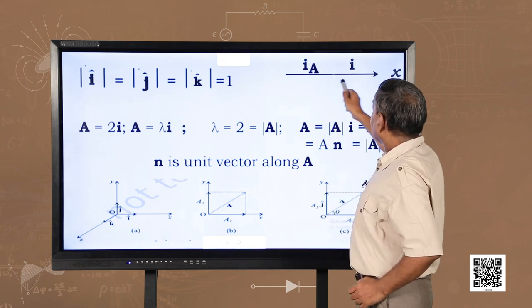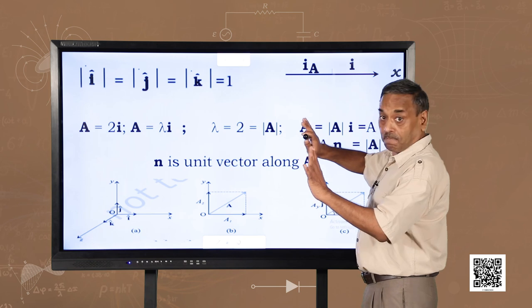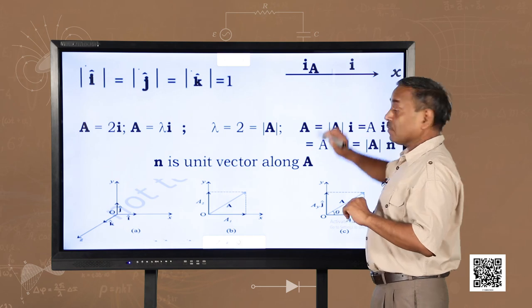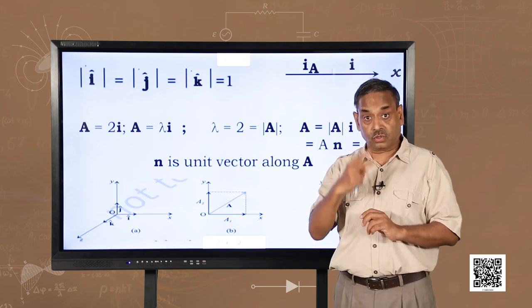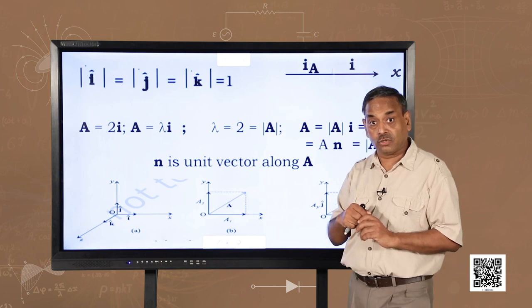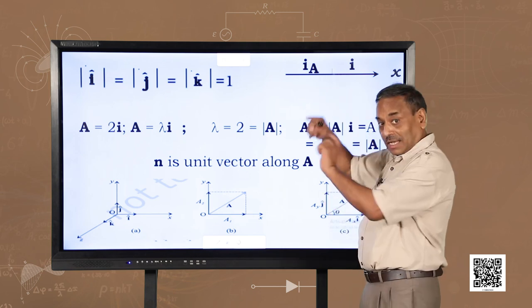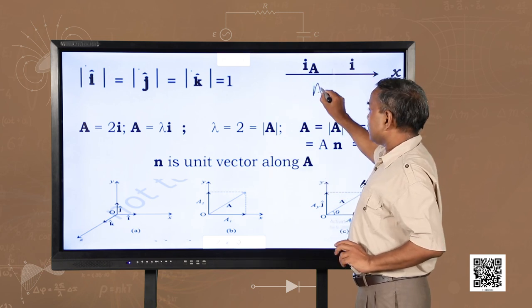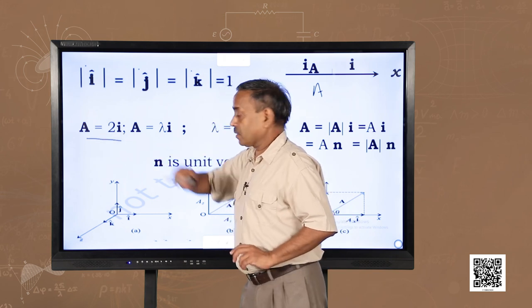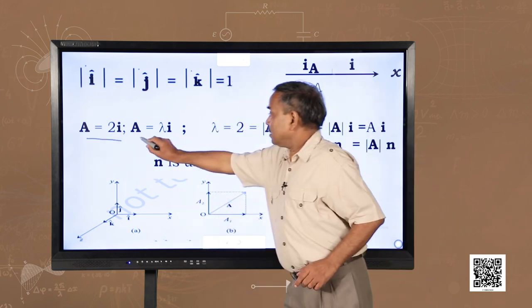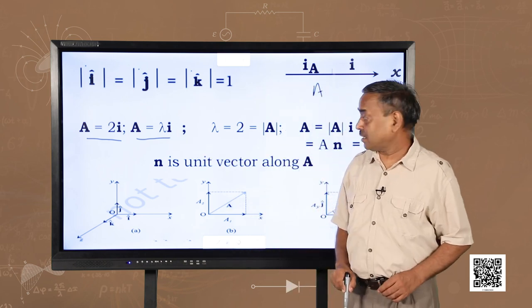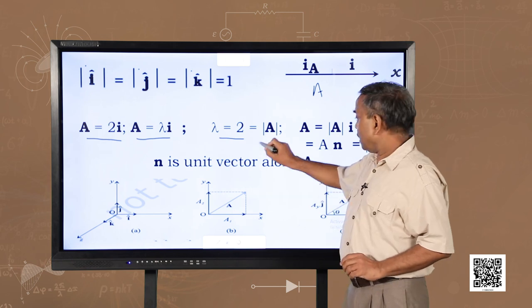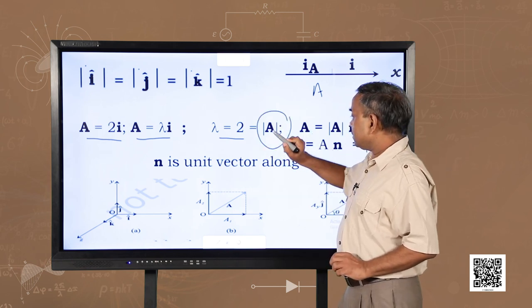Now, suppose I write a vector A such that it is along the x axis and its length is 2, its magnitude is 2. Along the x axis the unit vector is i, so this vector A is nothing but simply 2i. Clear? In general, it is lambda i. In this particular case, lambda is equal to 2, and therefore the magnitude of vector A is 2.